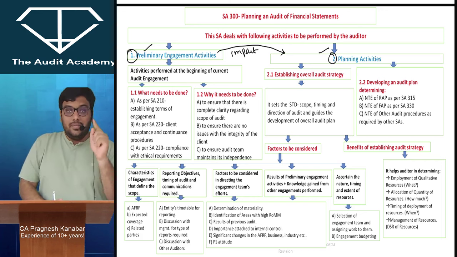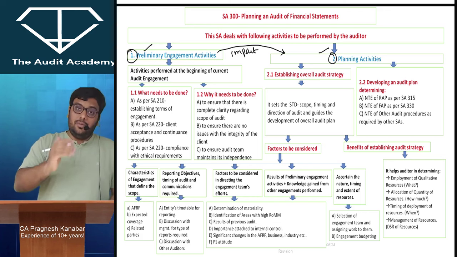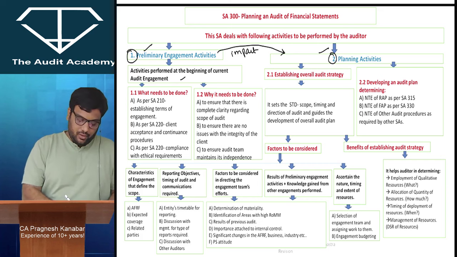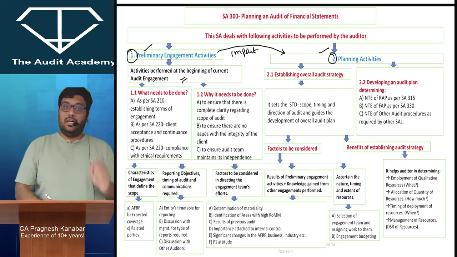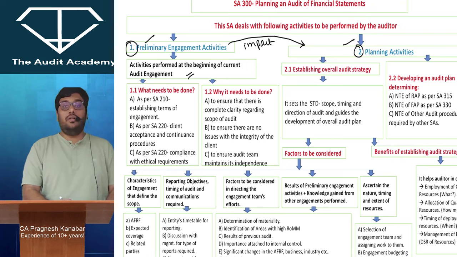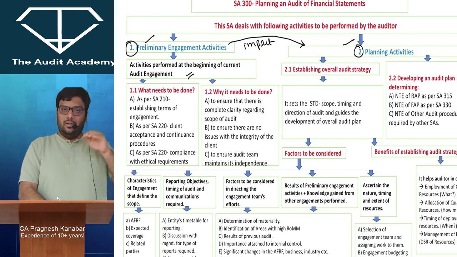So preliminary engagement activities are the activities that you will perform at the very beginning of the current audit engagement. That means every year when you start the audit, these are the activities that you are going to perform. Now in preliminary engagement activities, what needs to be done and why it needs to be done? Because this is the starting of every year.